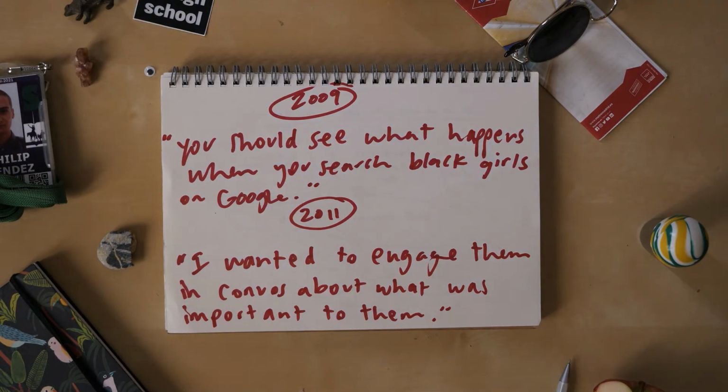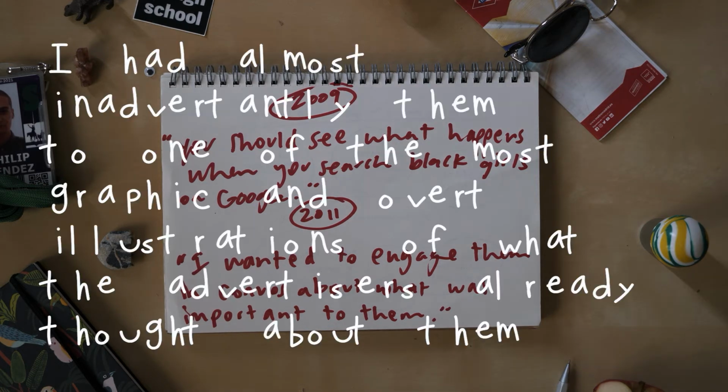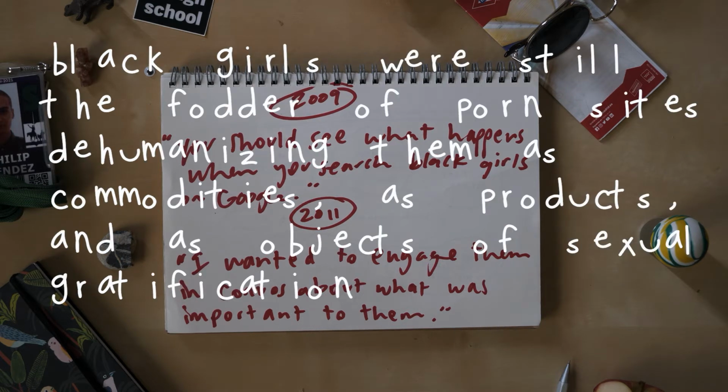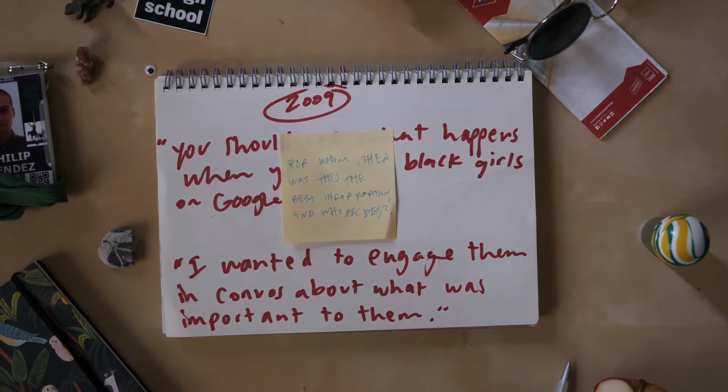She was pre-screening what was there online, and she found horrible, racist, pornographic images of black girls when she searched black girls. She says, "I had almost inadvertently exposed them, the girls, to one of the most graphic and overt illustrations of what the advertisers already thought about them. Black girls were still the fodder of porn sites, dehumanizing them as commodities, as products, and as objects of sexual gratification." So she asks this question: for whom, then, was this the best information?